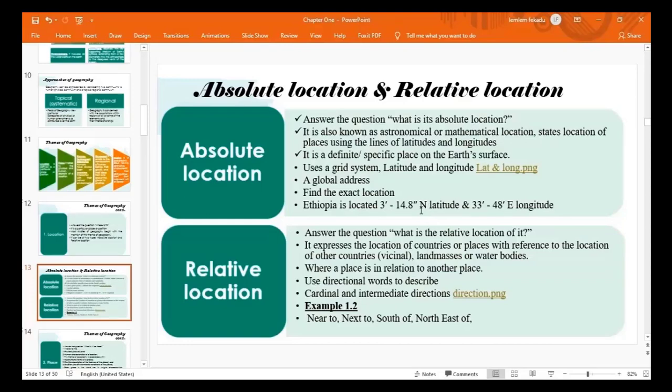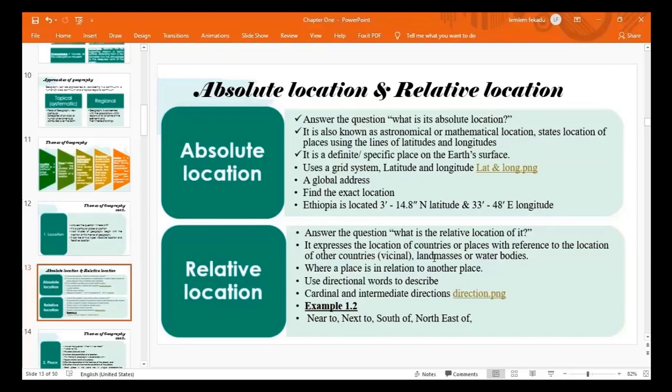Ethiopia also lies between 33 degrees and 48 degrees east longitude. Longitude is measured from the meridian to the east and west, so Ethiopia is found east of the meridian. Generally, this is the absolute location of Ethiopia. The second type of location is relative location.